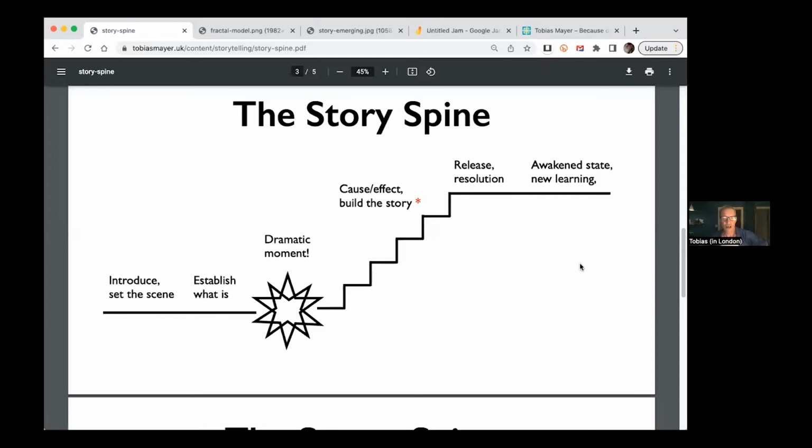What we want to remember is that when you hear a good story, it doesn't just start at the beginning and go through in this order. A story can start anywhere. You can start from the release resolution. You can start from the dramatic moment itself. You can start from one of the cause effects of it.